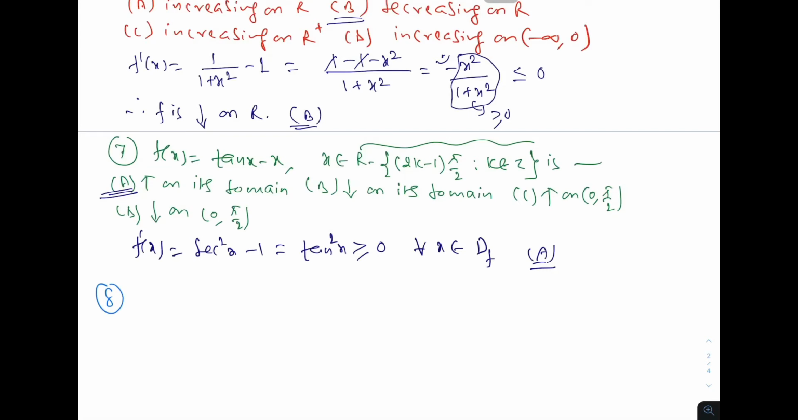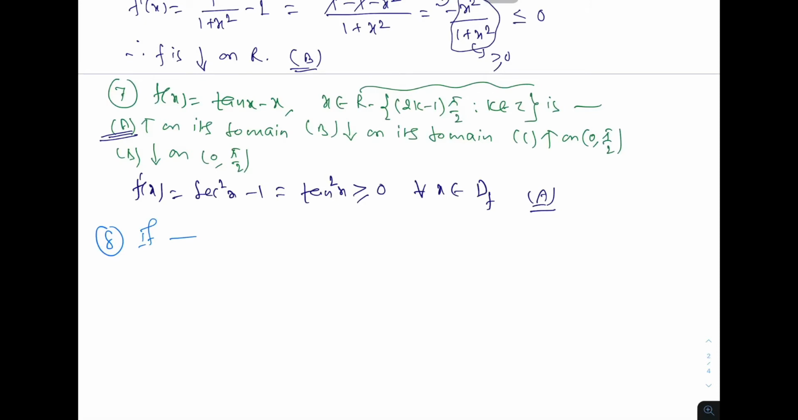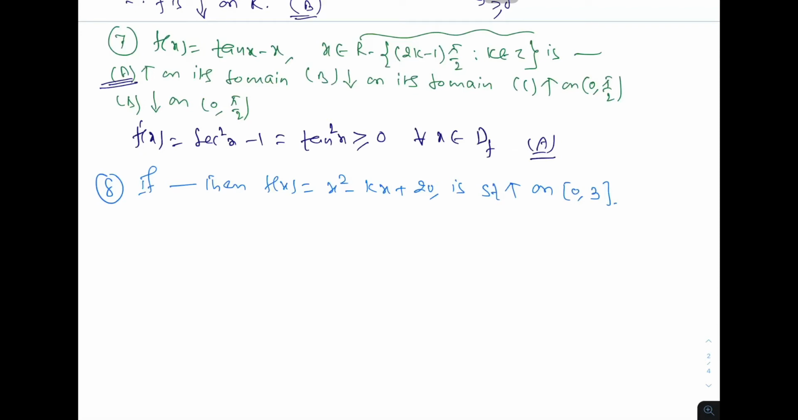Okay, let us take one more. If blank, then f x equal to x square minus kx plus 20 is strictly increasing on 0 to 3. So here, for which value of k is the function strictly increasing? So k less than 0, 0 less than k less than 1, 1 less than k less than 2, and 2 less than k less than 3.